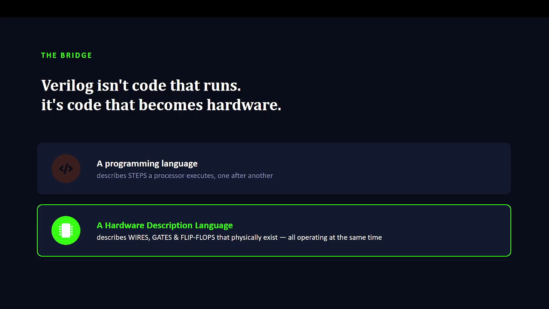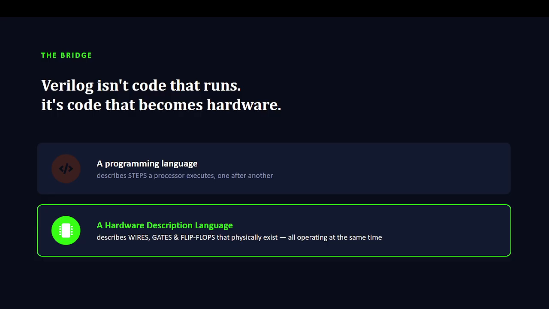So here is the plot twist. Verilog looks like code, kinda like Python or C, but it is not the same thing. And if you carry that assumption in, you are going to be confused for weeks. A normal programming language is like a recipe. Do step 1, then step 2, then step 3 in order, one at a time. Verilog is not a recipe. Verilog is more like architectural blueprints.